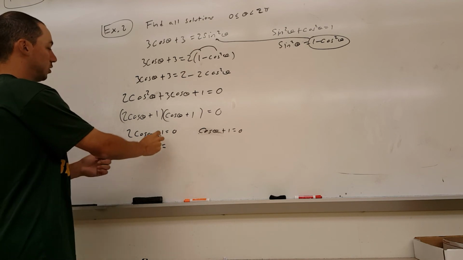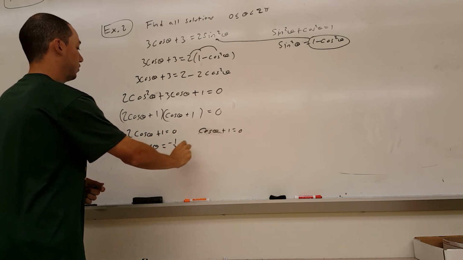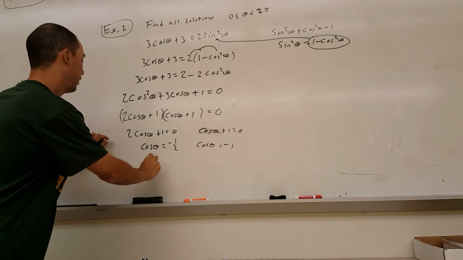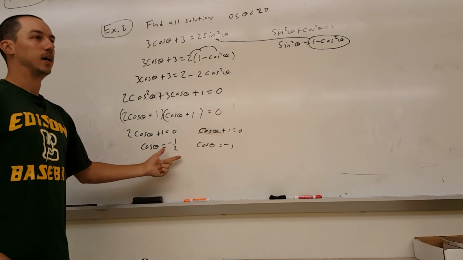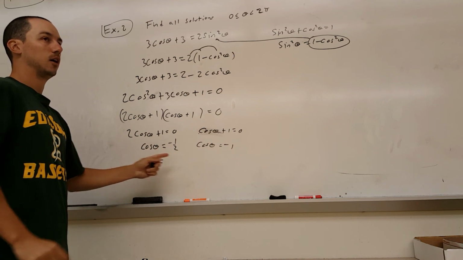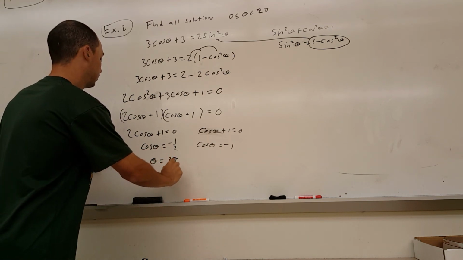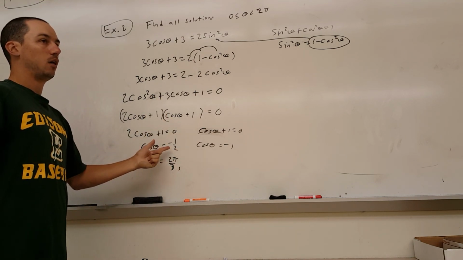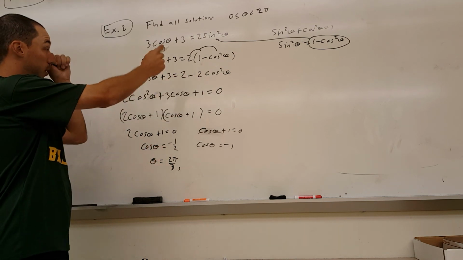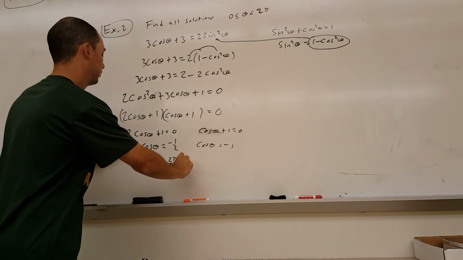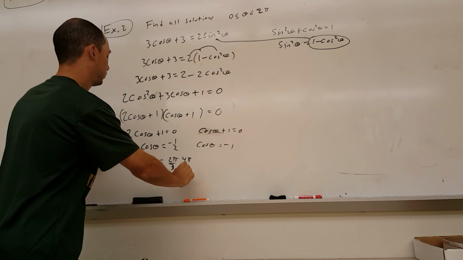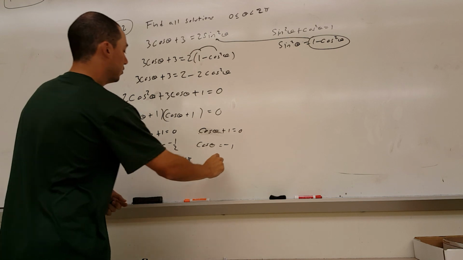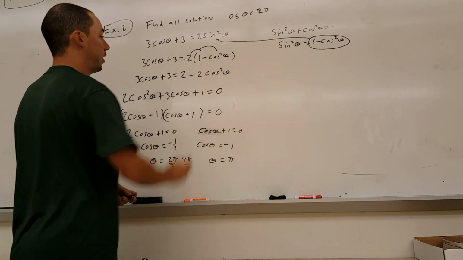Cosine of theta equals, so you subtract 1, divided by 2, negative 1/2. And cosine theta equals negative 1. Okay, so theta must be where cosine is negative 1/2. In the second quadrant, that would be 2 pi over 3. And also in the third quadrant, 4 pi over 3. Over here, cosine of what angle is negative 1? That would be pi. And from 0 to 2 pi, that's all we have.